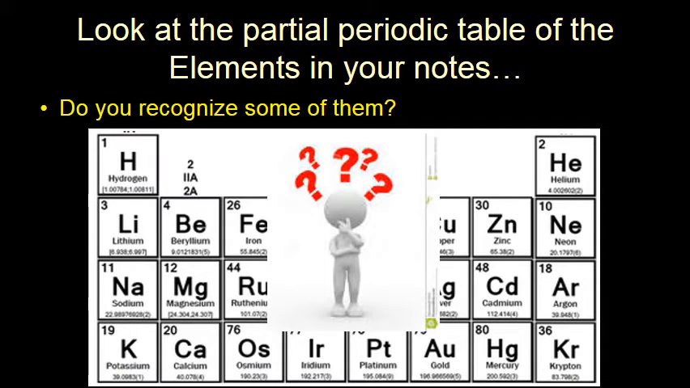So take a look at the little mini periodic table you have on your notes. You have a partial periodic table, and I want you to understand that the full periodic table is really a list of the ingredients of the universe. It is just like if we were to list the ingredients of a cake in a recipe, and there's flour and eggs and milk. The periodic table is a list of the ingredients for the universe.